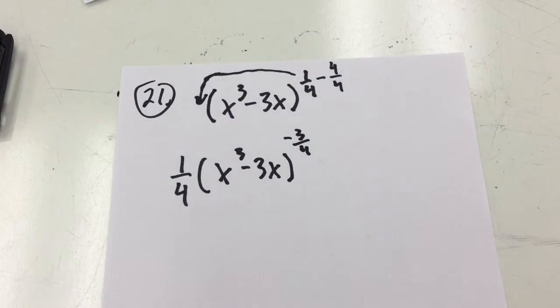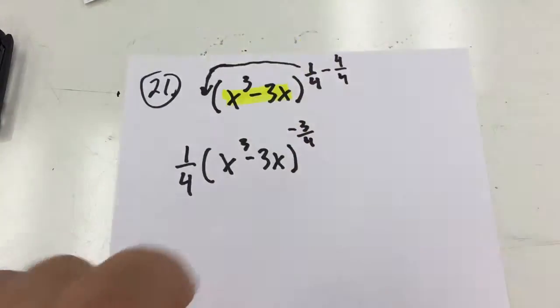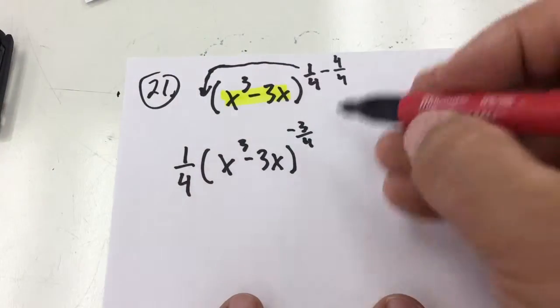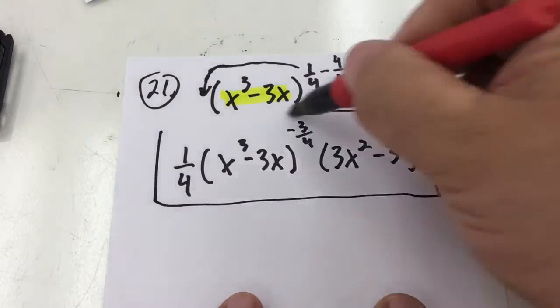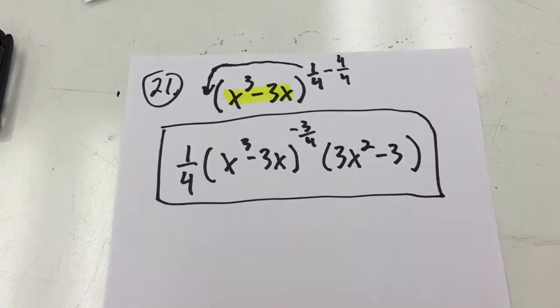Then I have to come back and take the derivative of these guts. The derivative of x cubed minus 3x, using the power rule, is going to be 3x squared minus 3. And that's my answer to number 21. Again, you could probably simplify it, but we don't have to.